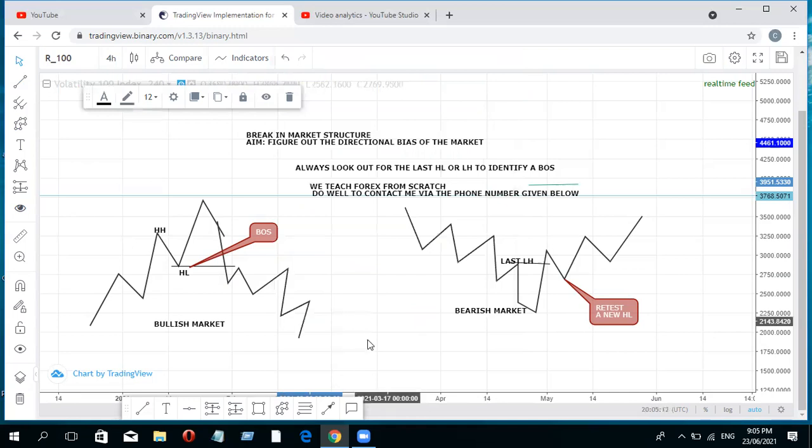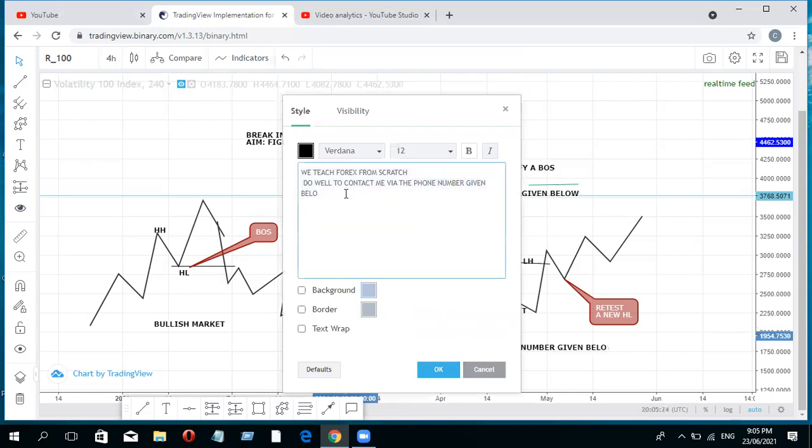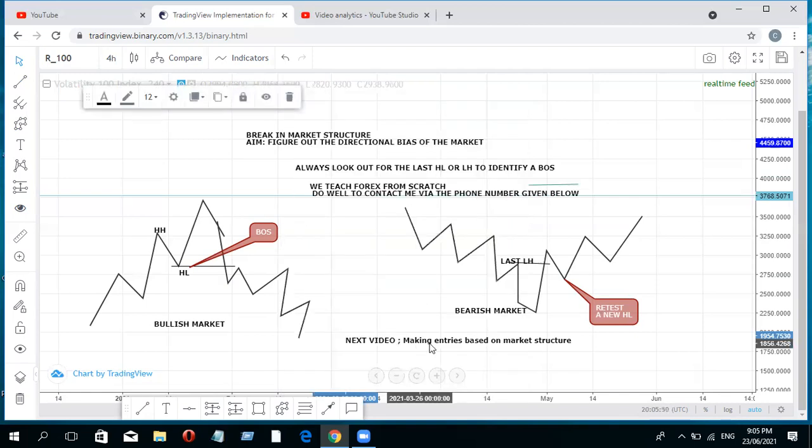So in our next video, we're talking about how to make entries based on market structure. We don't want to make it too lengthy. We'll teach you how to make entries based on market structure. We'll be combining what we have taught you in the previous video and this video. So this is what's coming up in our next video.